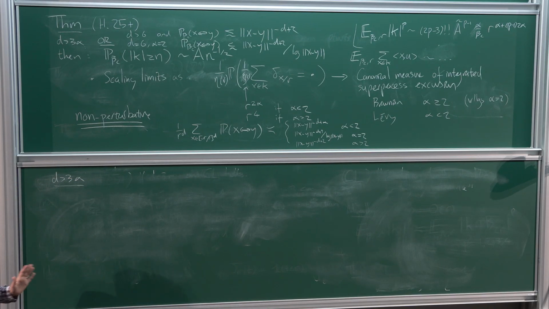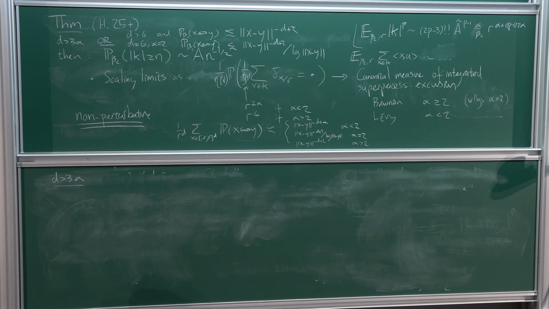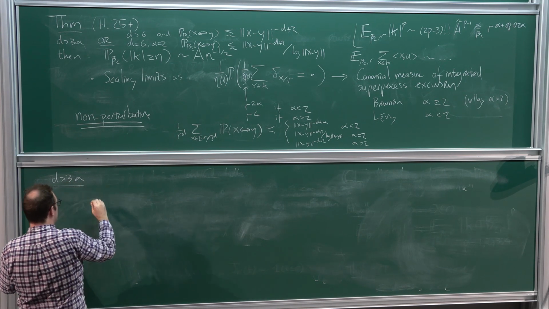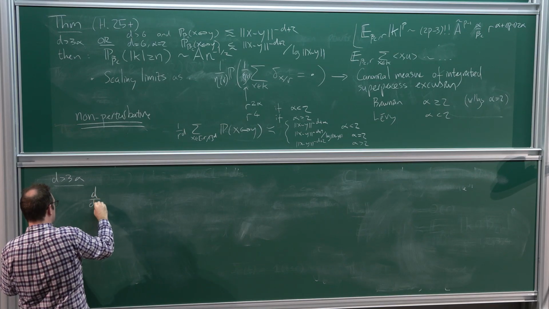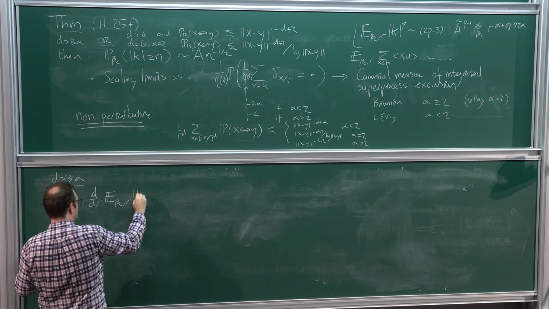So let's assume D is bigger than 3 alpha. Okay. So everything is done by differentiating the quantities we're interested in with respect to this cutoff parameter R, and then trying to analyze the derivatives. Okay, so let's start by looking at the first moment of the cluster at the origin.